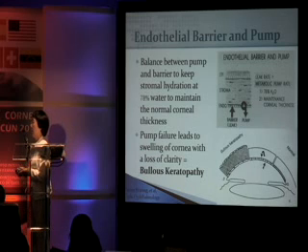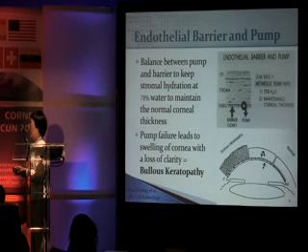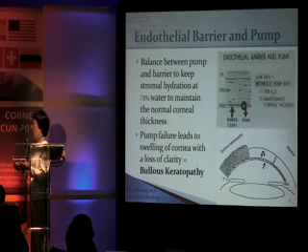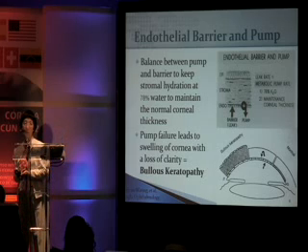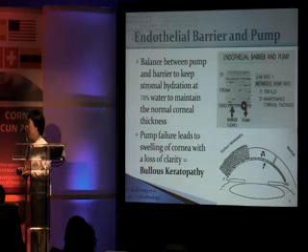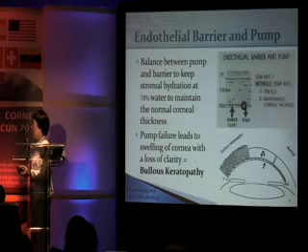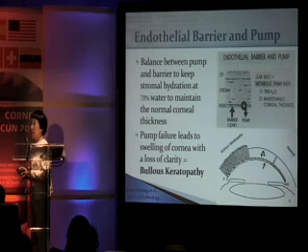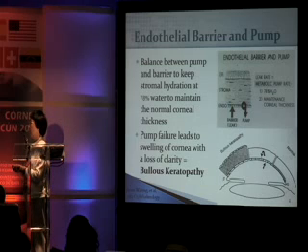Normally, there is a balance between pump and barrier to keep stromal hydration at 78% water to maintain a normal corneal thickness of about 500 to 530 microns. If this function fails, the cornea will start to swell and also lose clarity. This is known as bullous keratopathy. That's why the endothelium is very important.